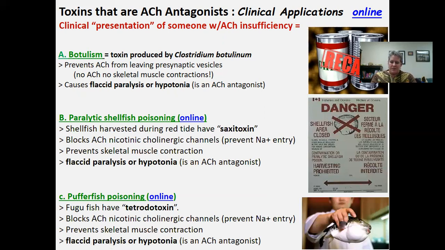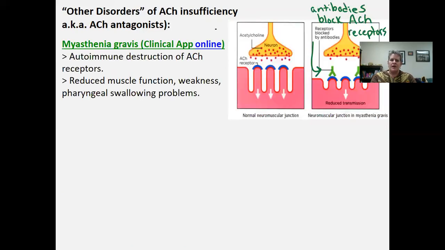Okay, well, we've got a couple more disorders now. We're done with talking about toxins. We're going to talk about some other disorders of acetylcholine signaling. So, myasthenia gravis. It's common enough that you'll see it as nurses. I have a clinical app online for it, but what it is is your immune system attacking your cholinergic receptors on your muscle cells.